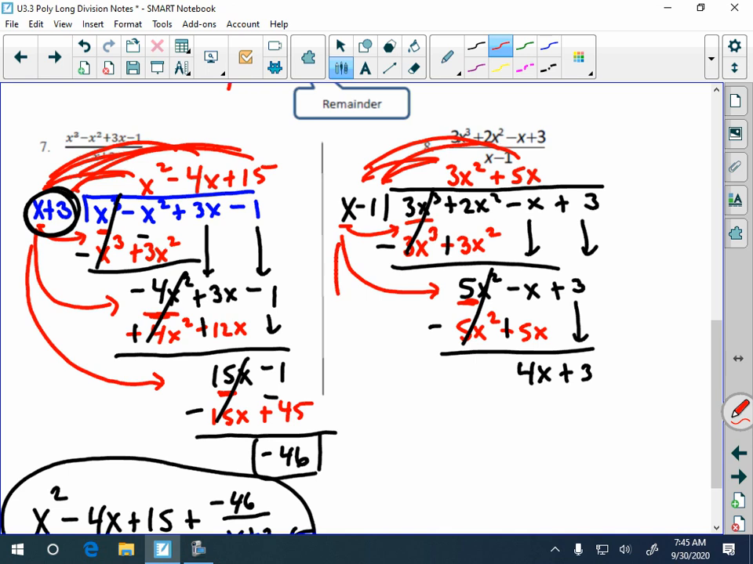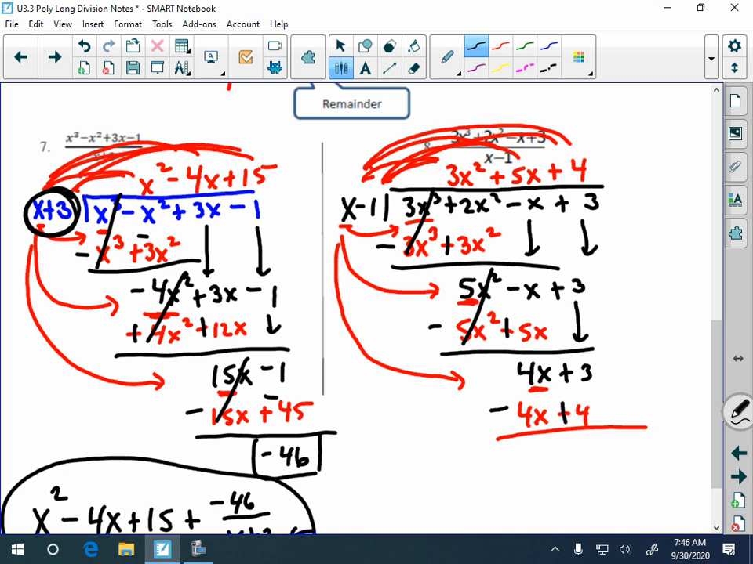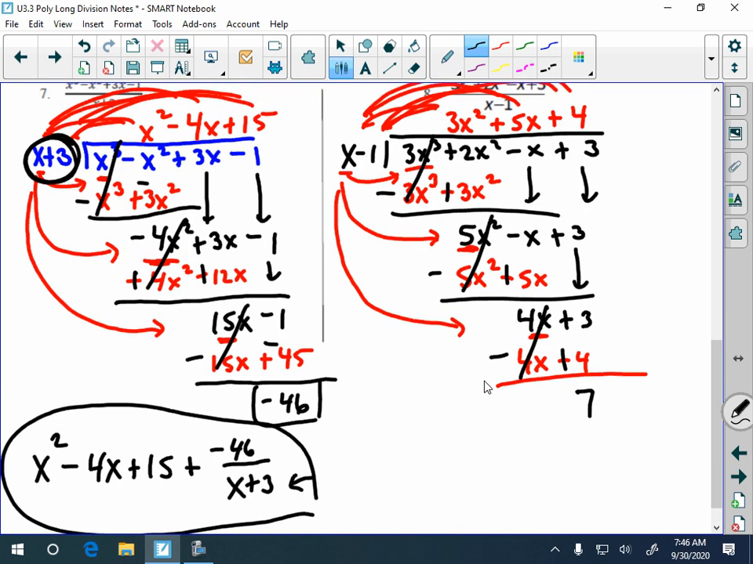And we'll do this one more time. x times what is 4x? It's going to be plus 4. Take the 4 and distribute. So 4 times x is 4x. 4 times negative 1 is negative 4. Draw a line. Change both signs to their opposites. Add down. 3 plus 4 is 7. And so we're done. Now we just have to write our answer. 3x squared plus 5x plus 4 plus 7 over x minus 1.